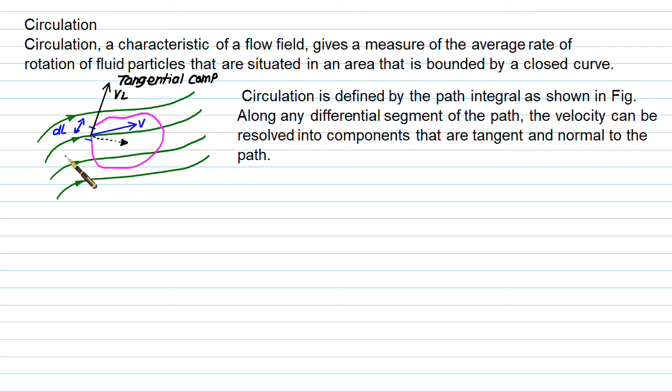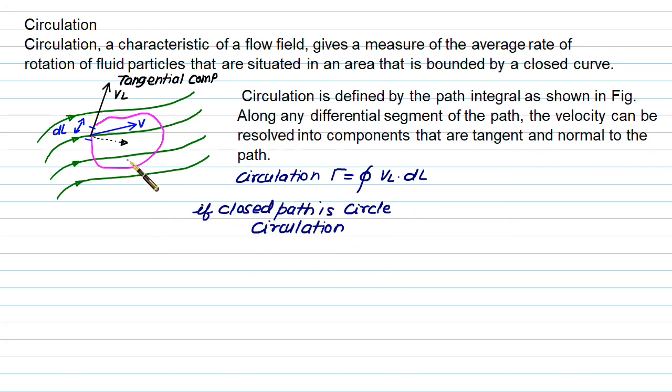In this case the circulation, which is represented by the Greek letter gamma, is a cyclic integral because we have a closed path of the tangential component VL into dl. If this closed path is a circle, then you have to integrate the given integral over a circle. So instead of a standard path, here is a circle, and the circulation gamma can be calculated as the integral.